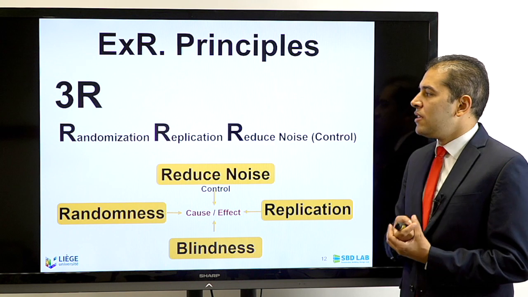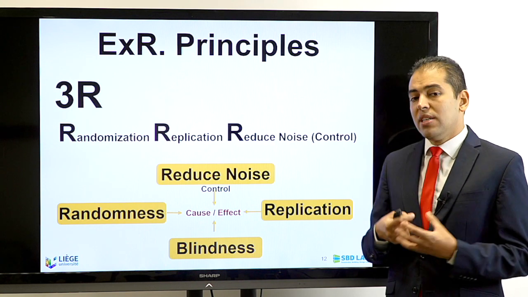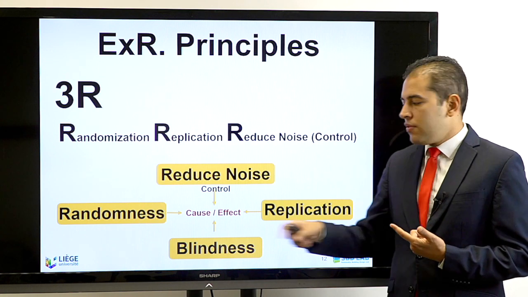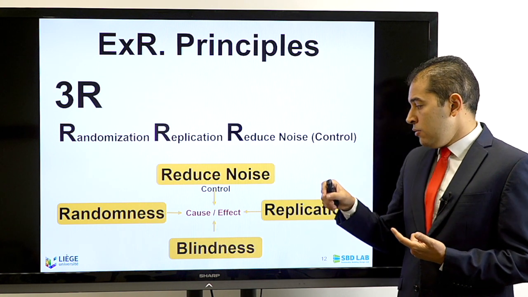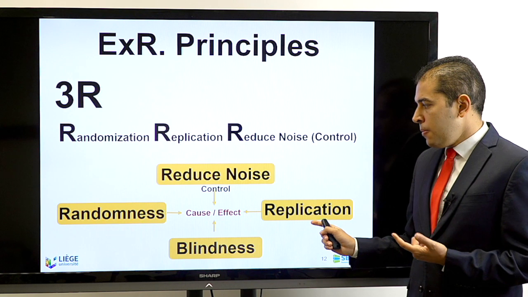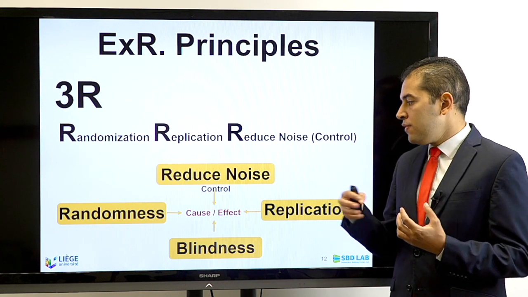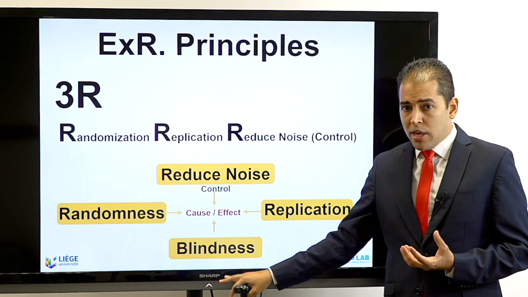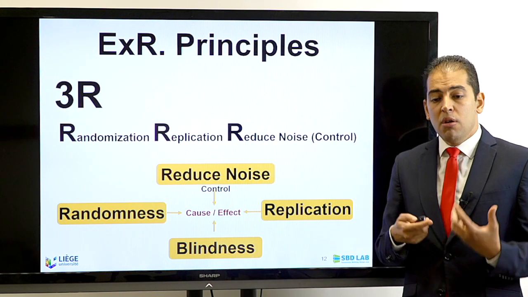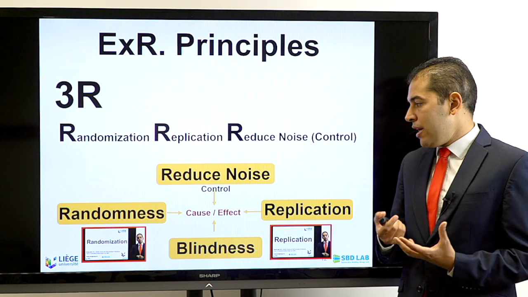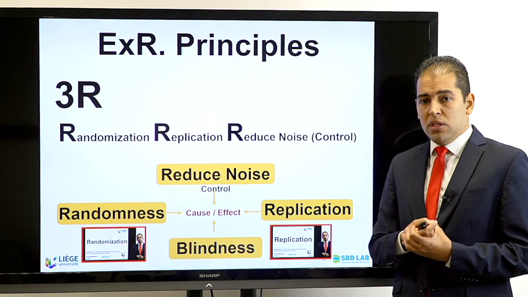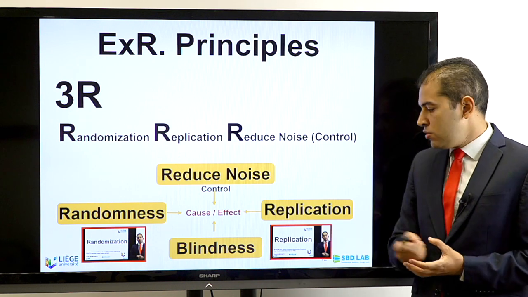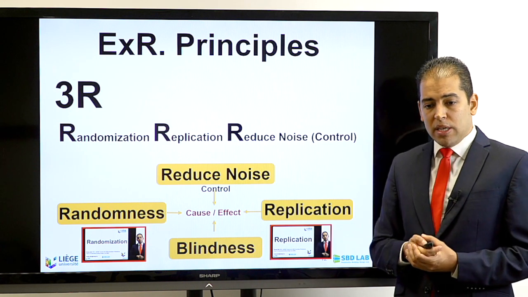And we should not forget when we are conducting our research that experimental research requires 3 R's. We need to have a high level of randomization, we need to have a high level of replication, and we need to have a high level of reducing noise or controlling the experiment, including blindness, to make sure that we are following best practices and that we have confidence in the results. If you want to know more about those aspects, you can follow the videos on randomization and replication.